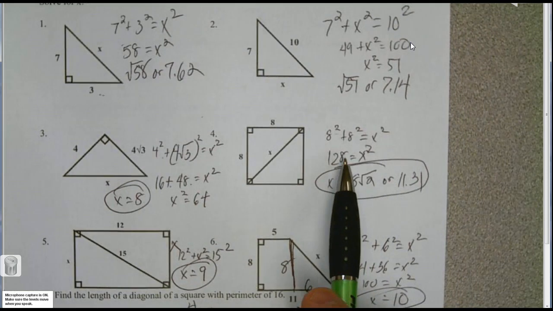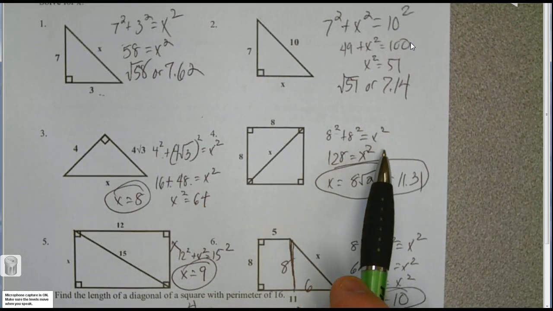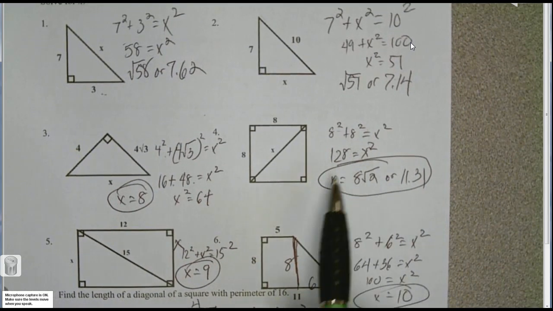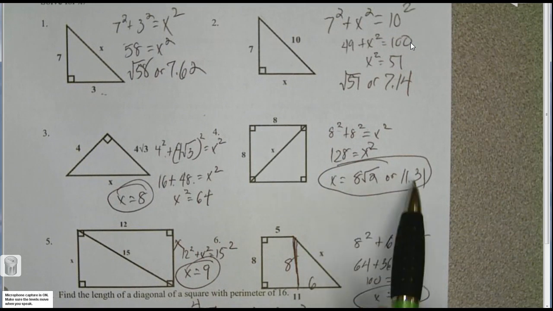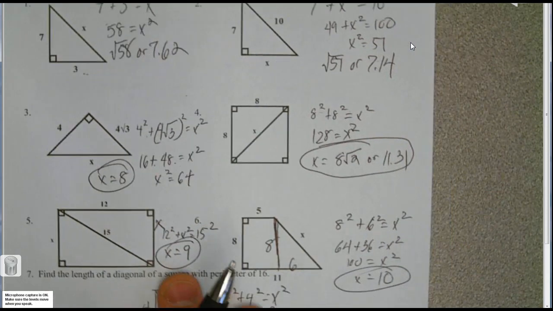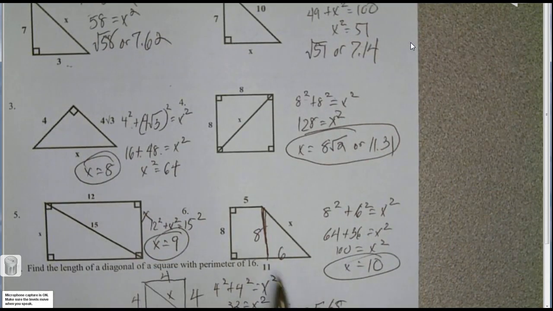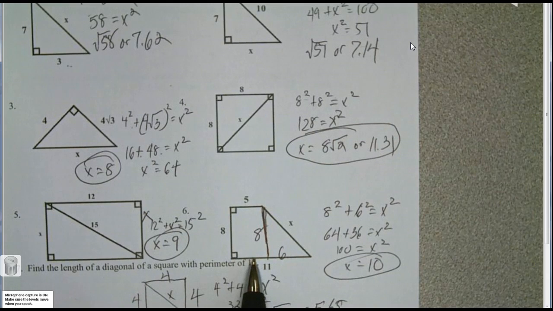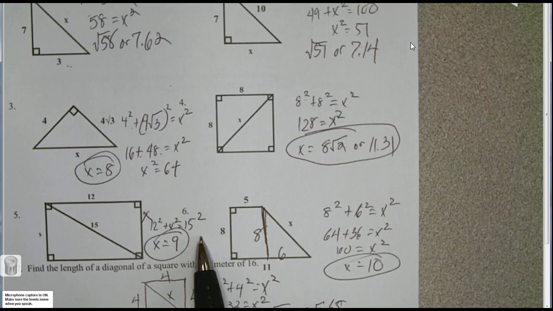Number 4, a squared plus 8 squared equals x squared. 128 equals x squared. X is equal to 8 square root of 2, or 11.31. Number 5, 15 squared minus 12 squared equals 81. X is equal to 9. Number 6, if this length is 5 and the whole length is 11, then this length is 6. This length is 8 because it's 8 over here. So 8 squared plus 6 squared equals x squared. X equals 10.